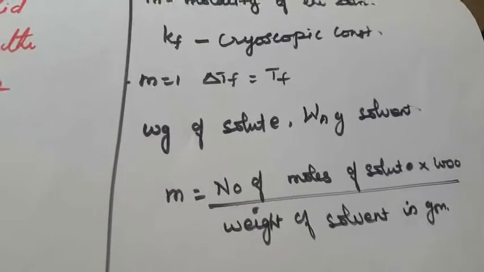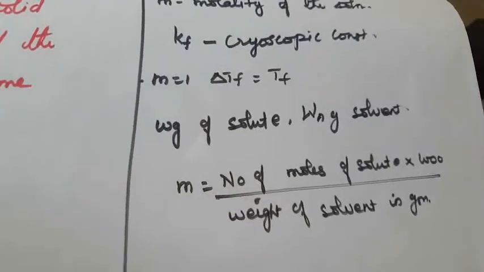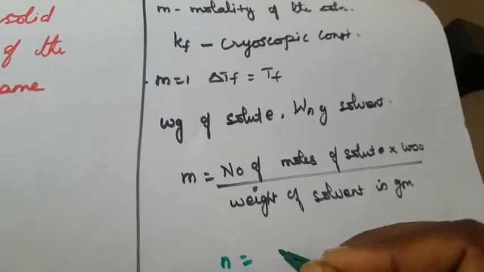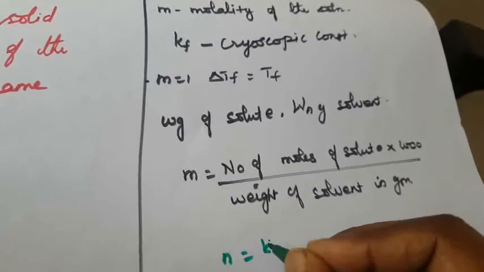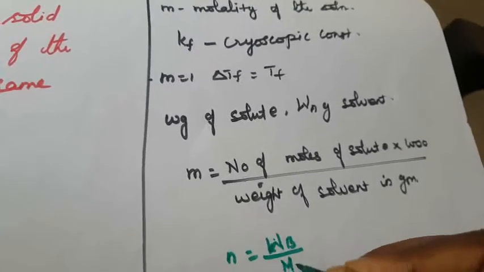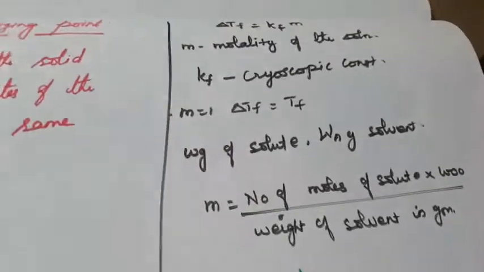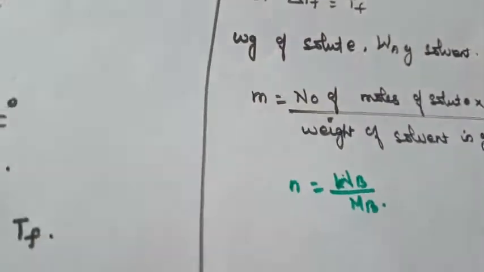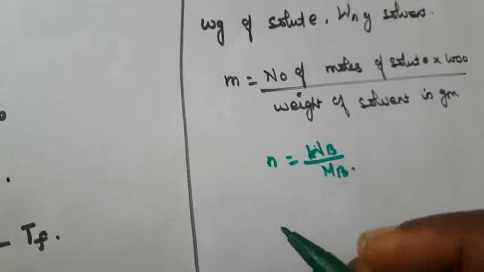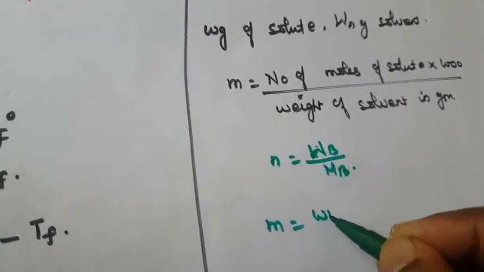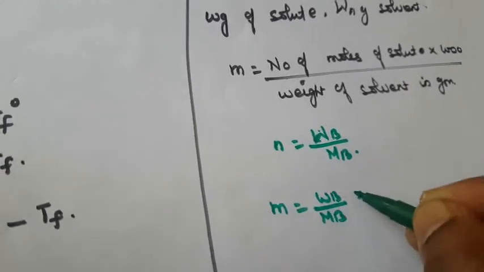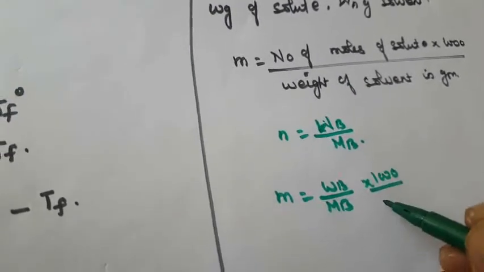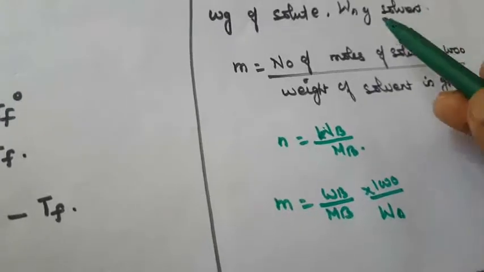Now how to calculate the number of moles of solute? n is equal to WB divided by MB, where MB is the molar mass of the solute. Therefore, m is equal to WB by MB into 1000 divided by the weight of the solvent in gram, that is WA, the known weight of the solvent.